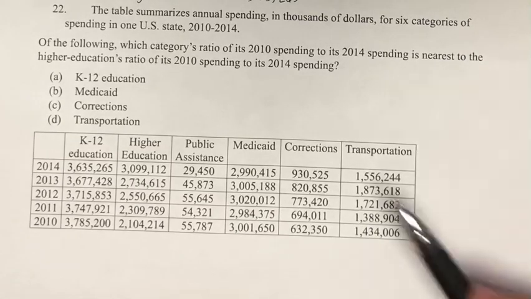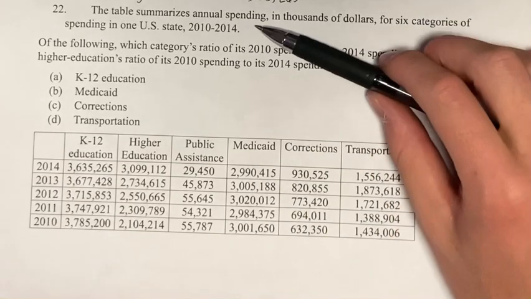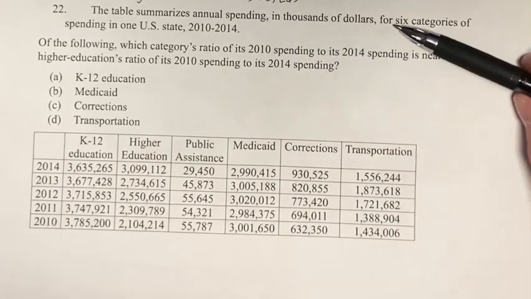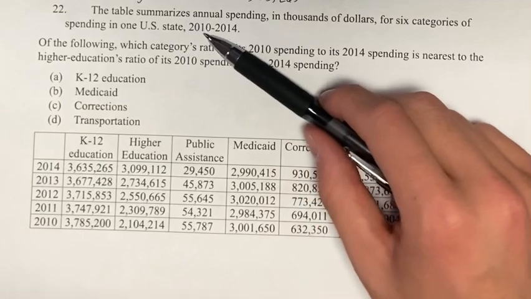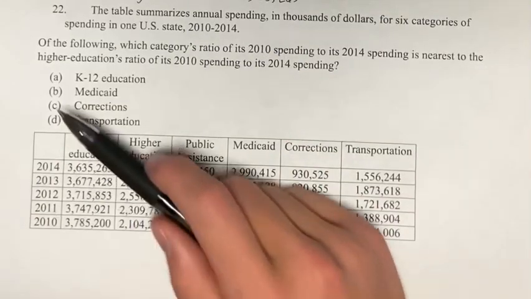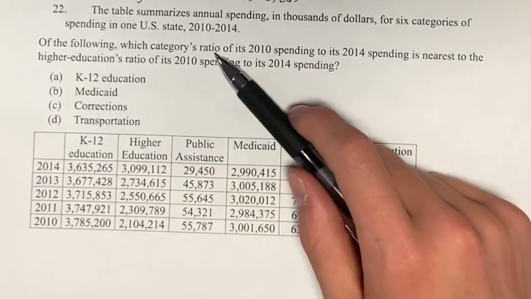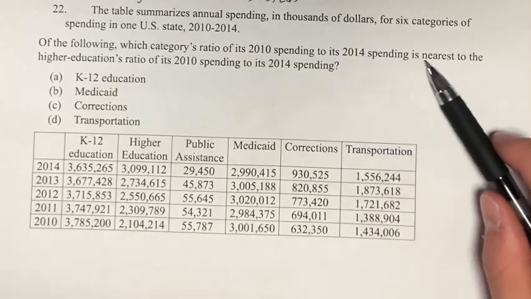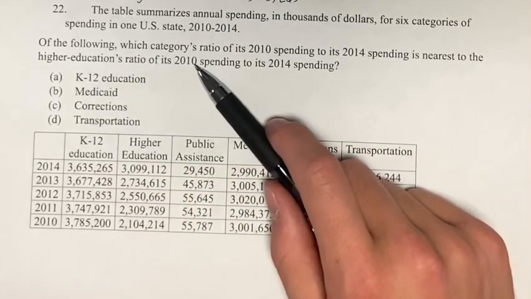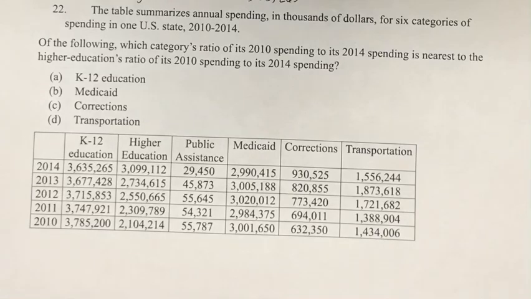In this problem, we're told this table summarizes the annual spending in thousands of dollars for 6 categories of spending in one U.S. state from 2010 to 2014. And we're asked, of the following, which category's ratio of its 2010 to 2014 spending is nearest to the higher education's ratio of its 2010 to 2014 spending? So the first thing we're going to do is find the ratio for higher education, and then we're going to compare everything else to it.